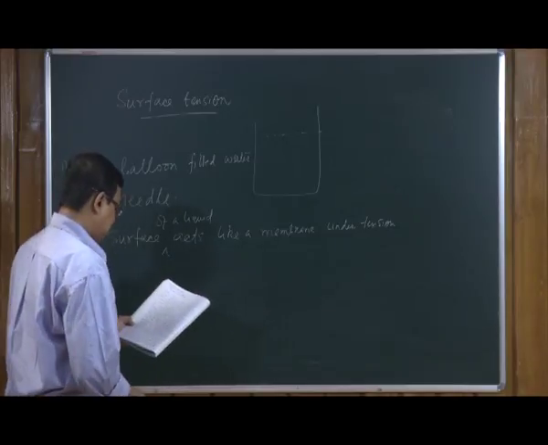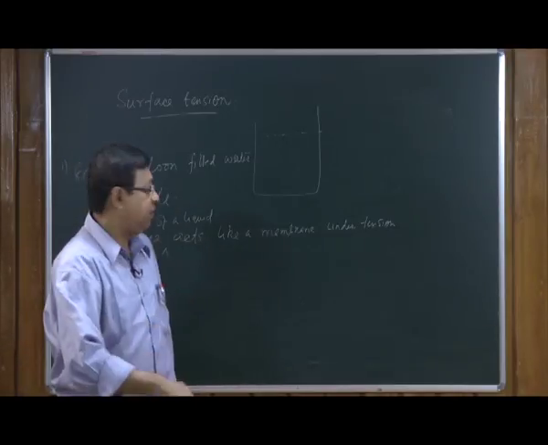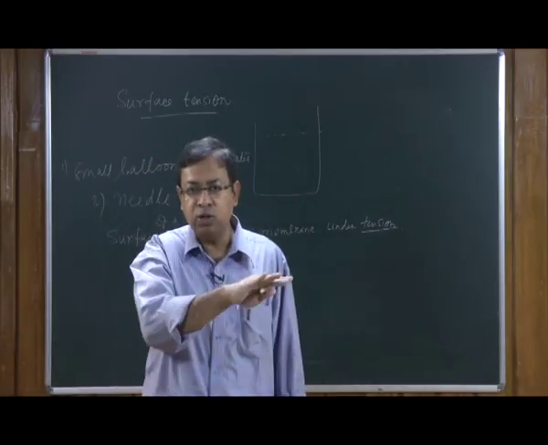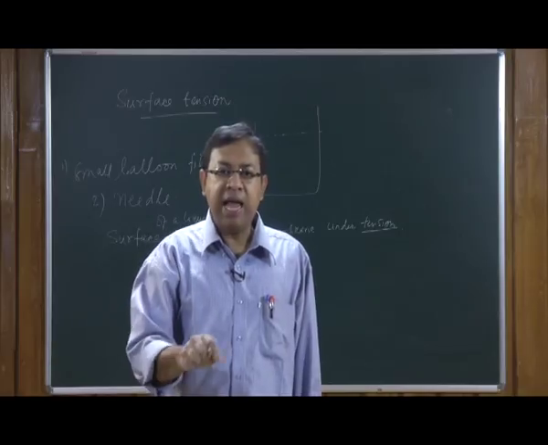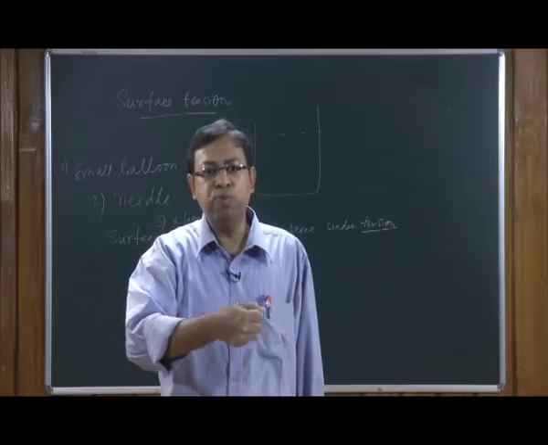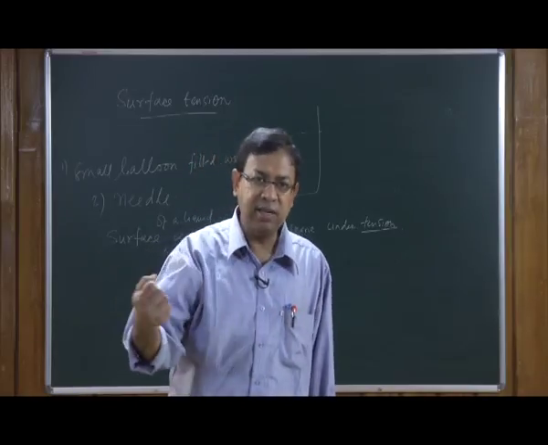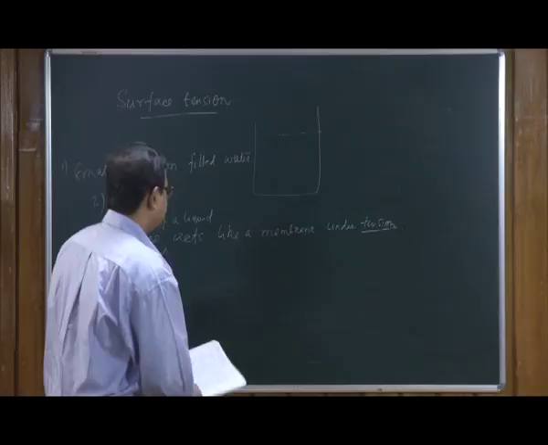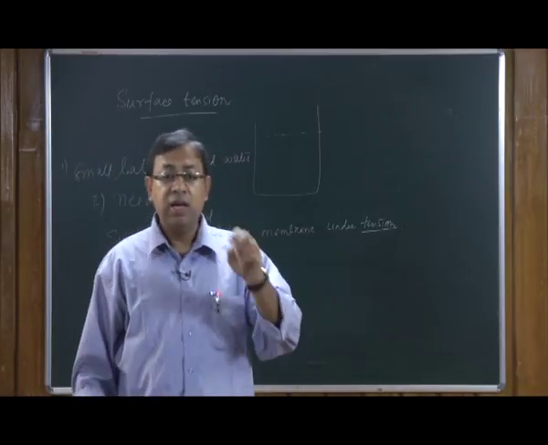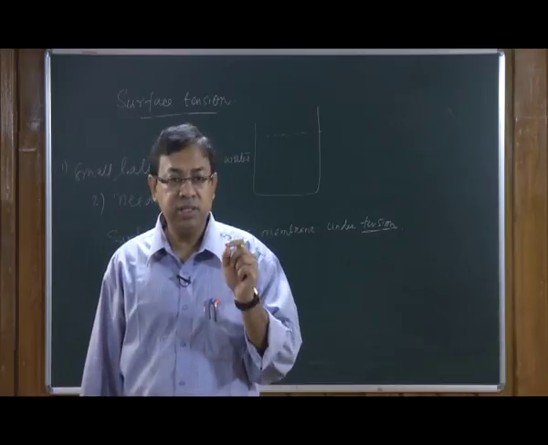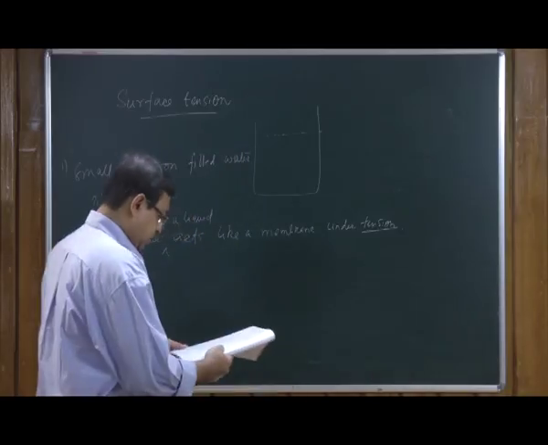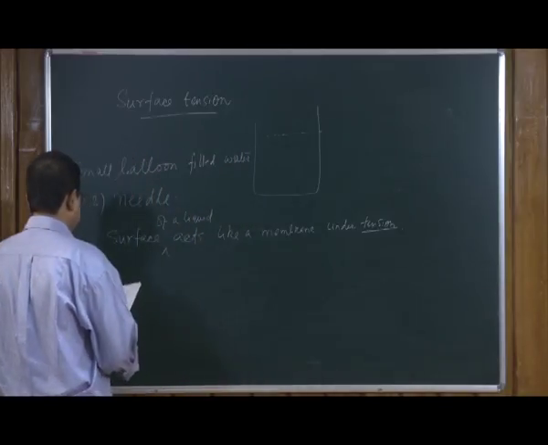And this tension that we have just talked about acts parallel to the surface, and it acts along any line on the surface as if it is trying to pull open the surface. So, that is the surface tension, that is the definition of surface tension. It acts parallel to the surface, acts along any line which is on the surface, as if it is tending to pull open the surface.